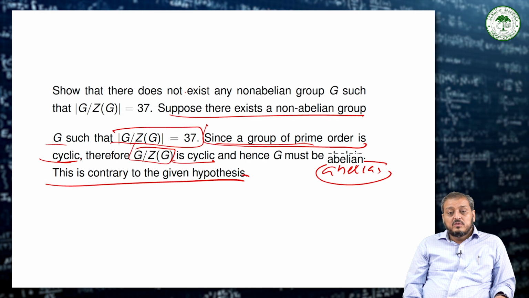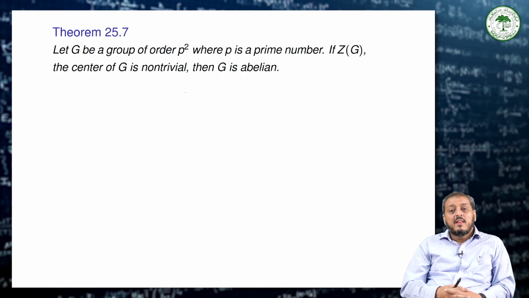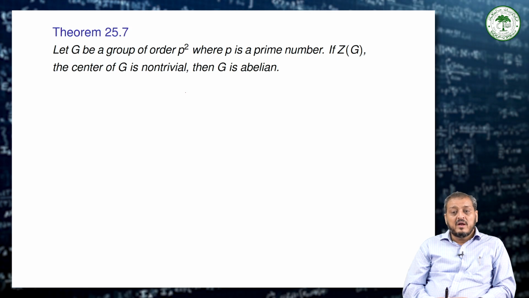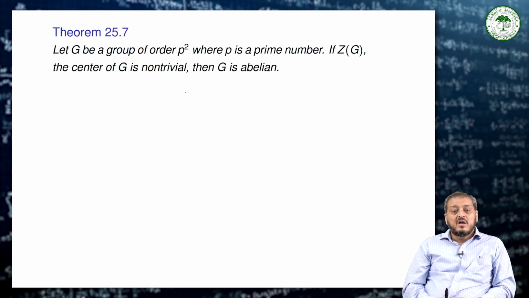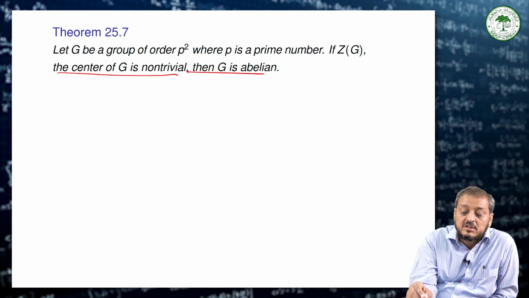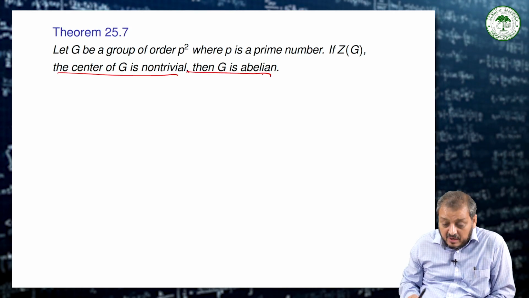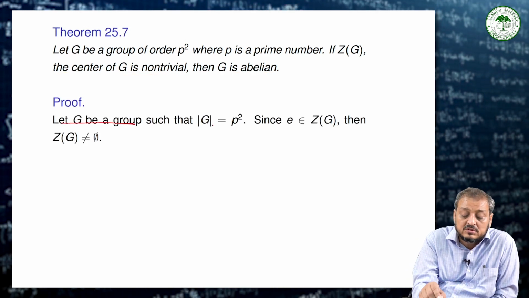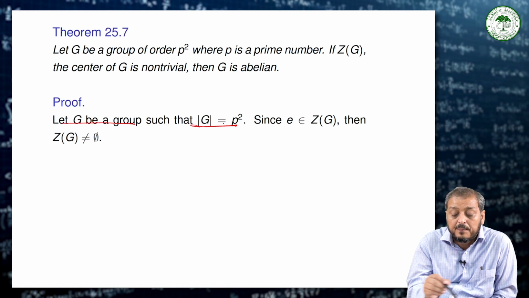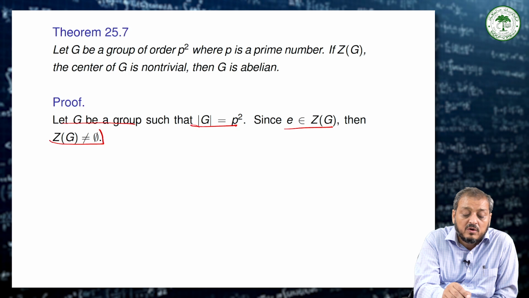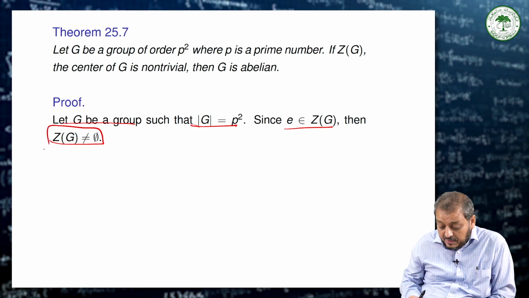Okay, so now we have to prove this result in generalized form. Let G be a group of order P squared, where P is a prime number. If ZG, the center of G, is non-trivial, then G is abelian. So let G be a group such that the order of G is P squared and ZG is the center, then ZG is clearly not empty.